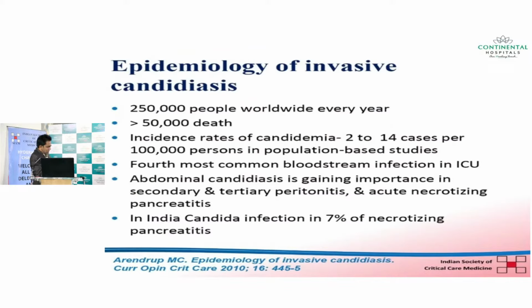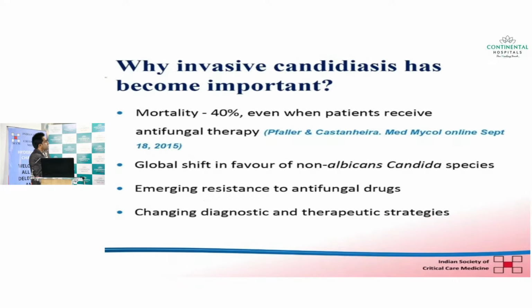This is old, decade-old global data. It says the incidence of Candida is 10 cases per lakh population. Candida is the fourth most common bloodstream infection in the ICU, and of late, abdominal Candida is gaining importance. In secondary and tertiary peritonitis and pancreatitis, the incidence of Candida is 7%.